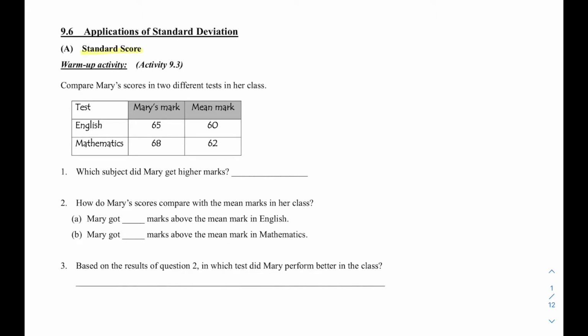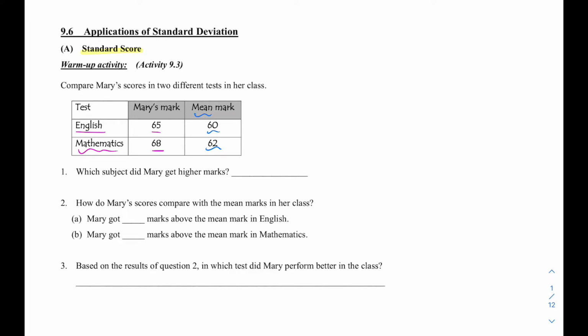Firstly, let's look at a warm-up activity. Here, you are given Mary's score in 2 different tests in her class. Her English mark is 65 and mathematics mark is 68. And the mean marks of the 2 subjects are 60 and 62 respectively in this class. Question 1. In which subject did Mary get higher marks?